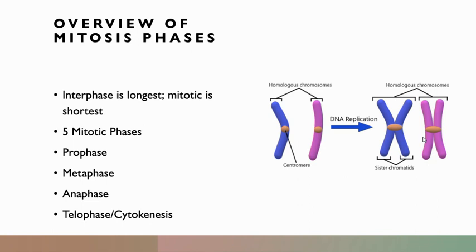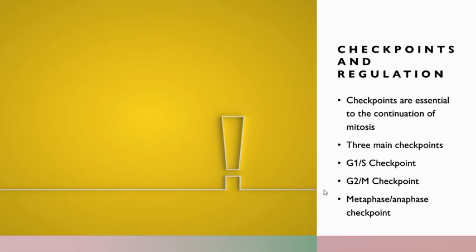Now, why is it important that during that process, during this replication, during the separating of the chromosomes, we have these checkpoints and regulation? They're essential to the continuation of the process. If the conditions are not met, mitosis will stop. So if everything's not perfect, mitosis will stop. That is a regulatory process of keeping bad cells from continuing to go through mitosis and proliferate. If checkpoints are bypassed, certain pathologies like cancer can occur.